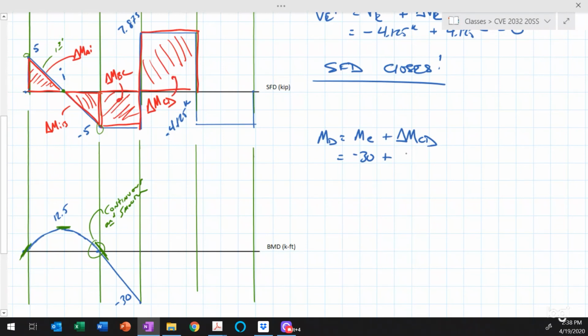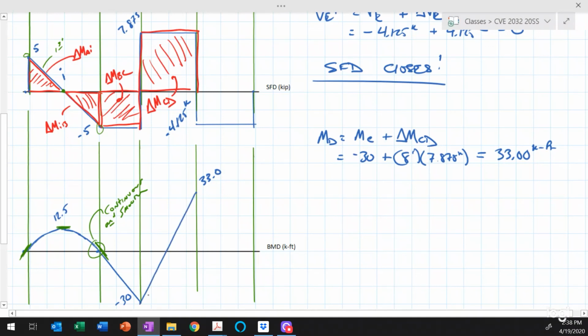So that's equal to a base dimension, which is 8 feet, and the height of that is 7.875 kips. So that means that the bending moment at point D is equal to 33.0 kip feet. So we go over here, 1, 2, 3 and a bit, and that would be the bending moment at that point. I'll use my straight edge again, and we get a linear bending moment diagram. We're integrating a constant curve up here to get a linear curve there.